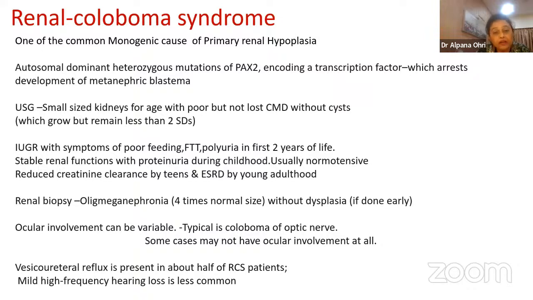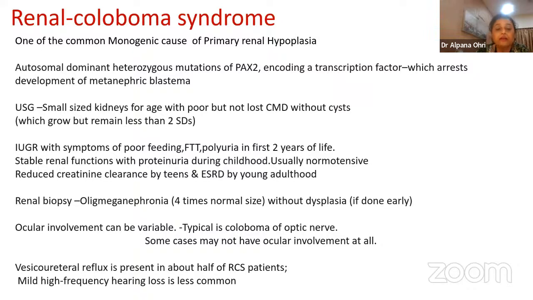Biopsy, if done, shows oligomeganephronia, that is less number of nephrons and very large nephrons, almost 4 times the normal size without dysplasia. If done too late, it will be all sclerosis and not be meaningful. The ocular involvement in renal coloboma syndrome is variable. Coloboma of the optic nerve is the typical thing, but other kinds of involvement of the eyes may be seen.